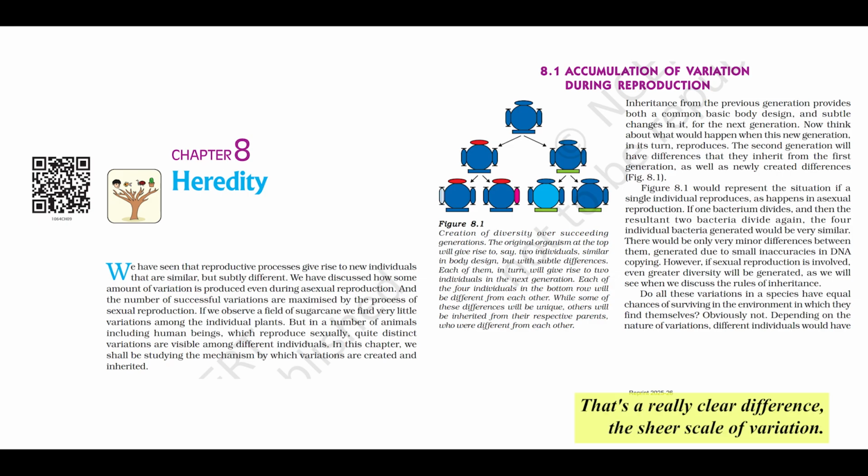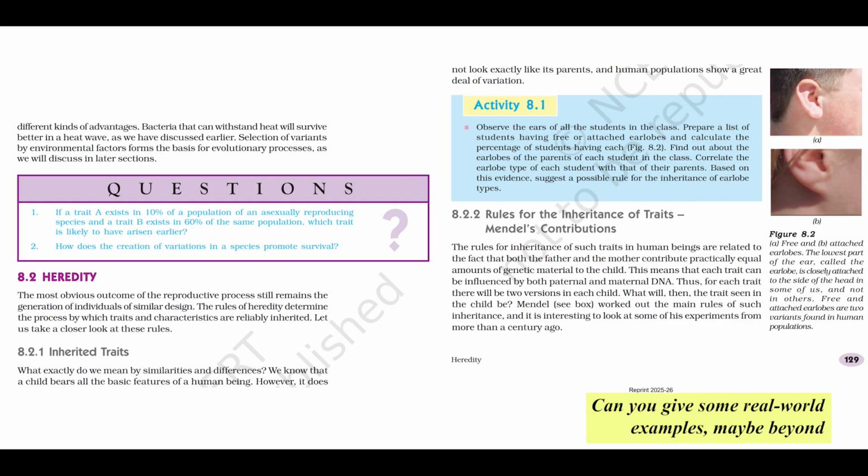That's a really clear difference, the sheer scale of variation, and it connects to what you said about survival advantage. These are subtle differences, you said, but they can be really significant for survival, especially if the environment changes. Can you give some real-world examples, maybe beyond bacteria, of how these variations become so crucial? Absolutely. And this concept is fundamental. It links directly to natural selection and evolution, topics you'll definitely dig deeper into for competitive exams.